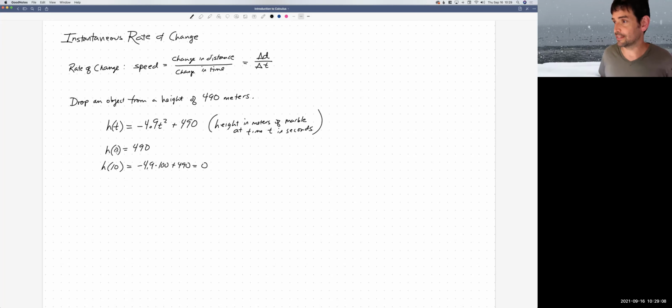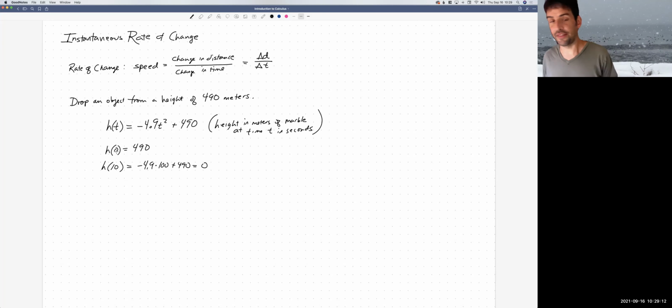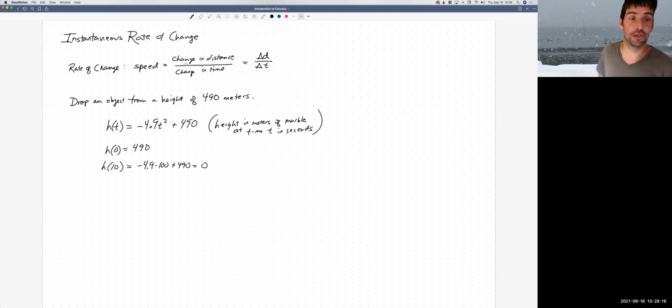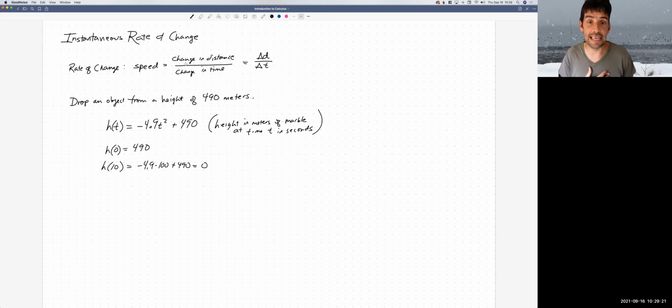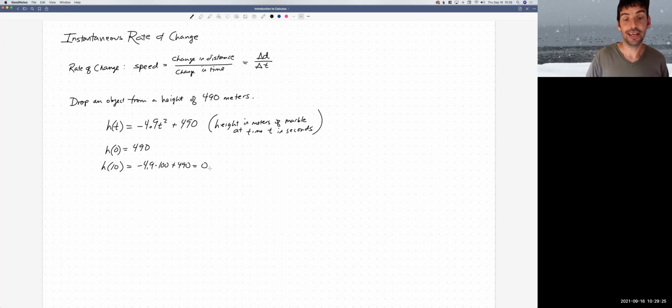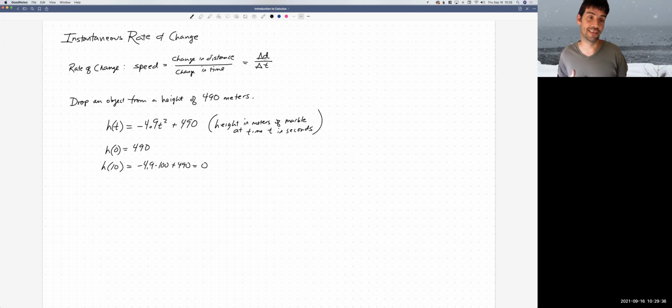Right? I mean, it doesn't suddenly just not have a speed because we're thinking about it at that moment. And yet, our rate of change, our speed formula, is broken. It can't handle this because that delta t becomes a 0 in the denominator, right? And in fact, the numerator becomes 0 because there's no change in distance. 0 over 0 is undefined. We don't know how to make sense of that, right? So this is the problem we want to start investigating.